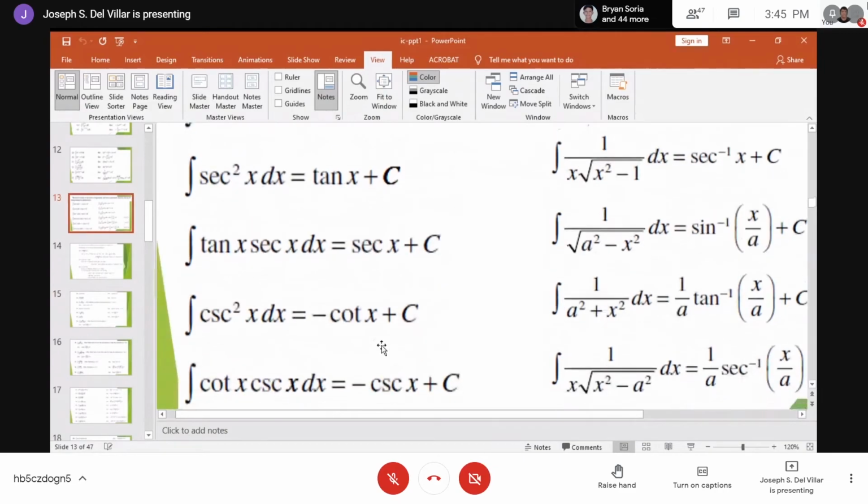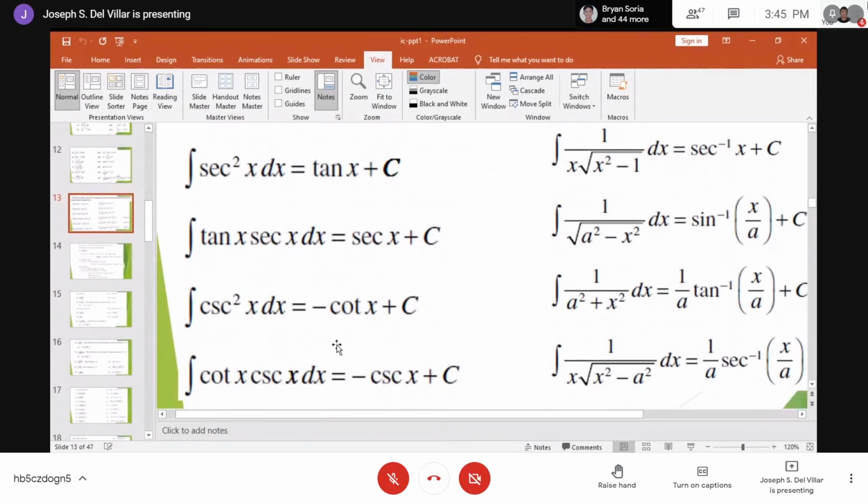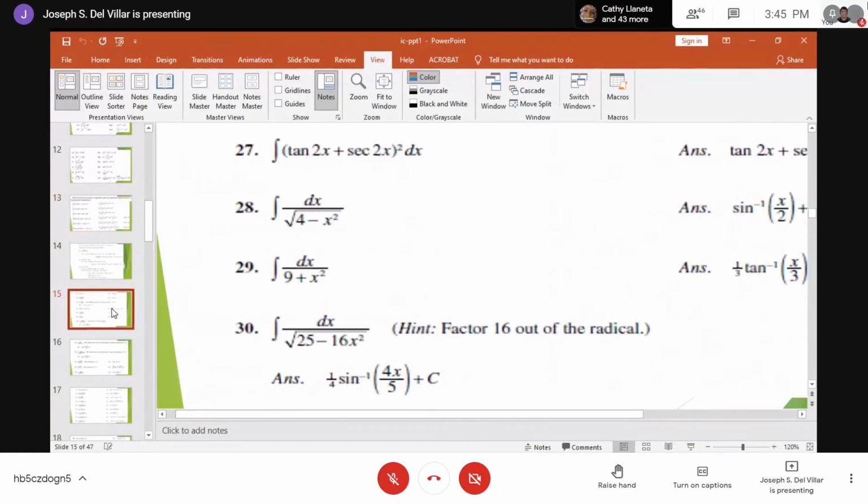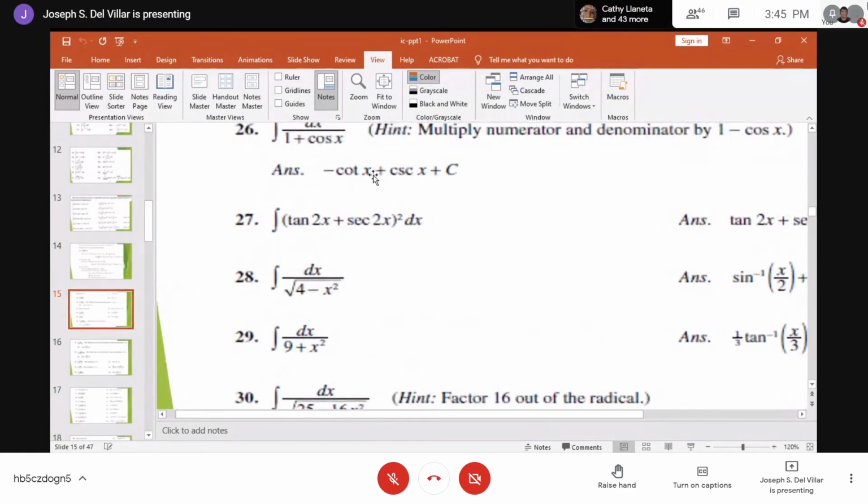Ito, no? Negative cosecant x ang answer doon. But since may negative tayo originally, so negative of negative, so kaya naging positive siya dito.